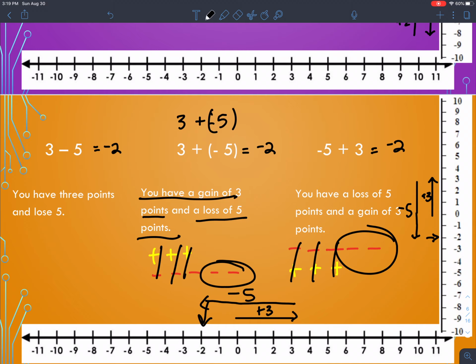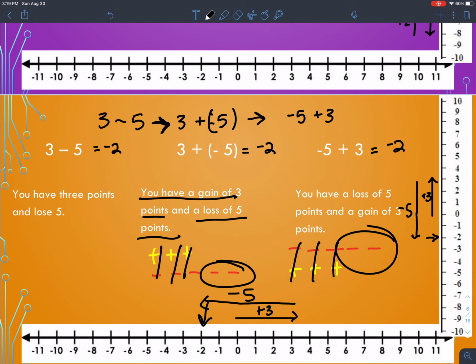And mathematically, what we did, we changed 3 minus 5 into 3 plus 5. However, we've got to change that to -5 because we're not adding 5, we're going down 5. And we can switch that around by putting the -5 first and then plus 3.